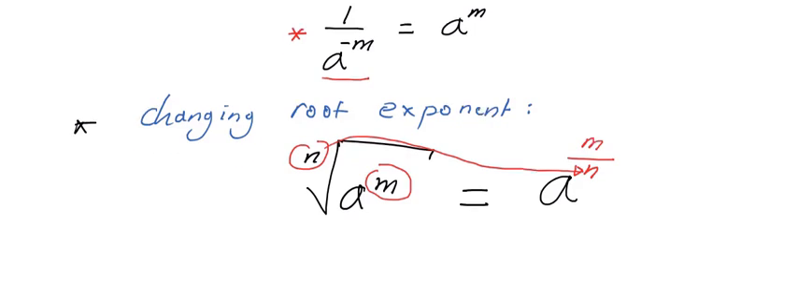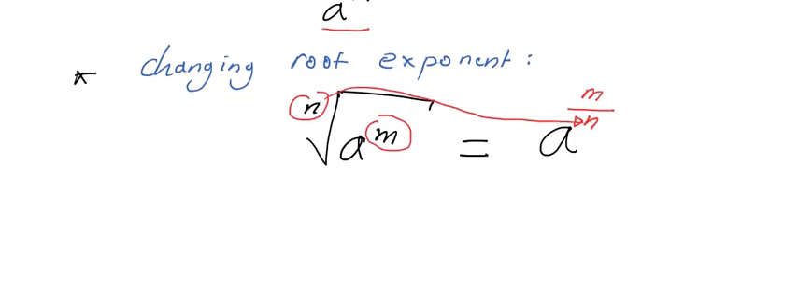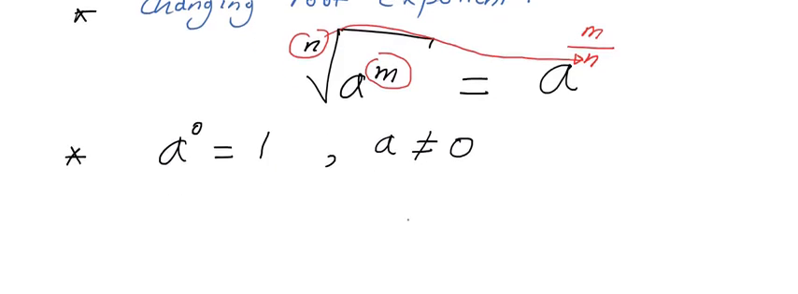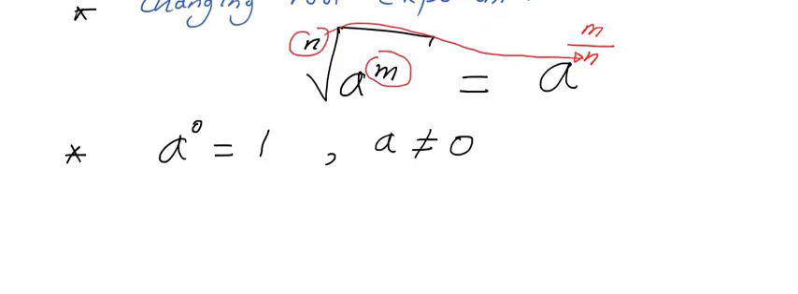We have another property that we'd like to discuss. We have a to the power 0. Any number with exponent 0 will give you 1, except a must not be equal to 0. These are the rules. And the last property that I'm going to discuss here is that any number with exponent 1 equals that same number.